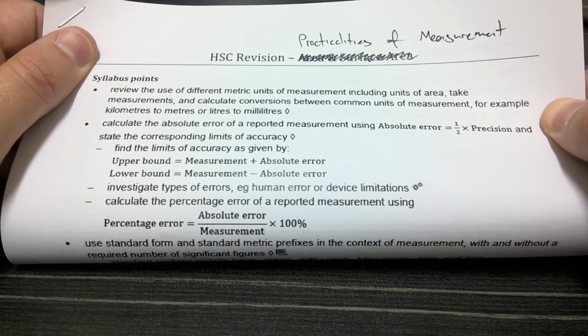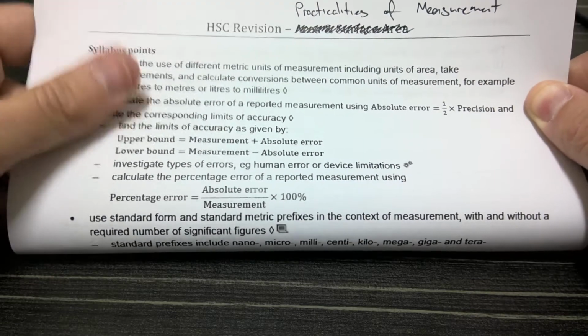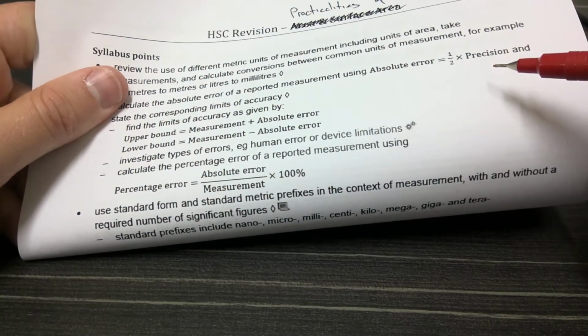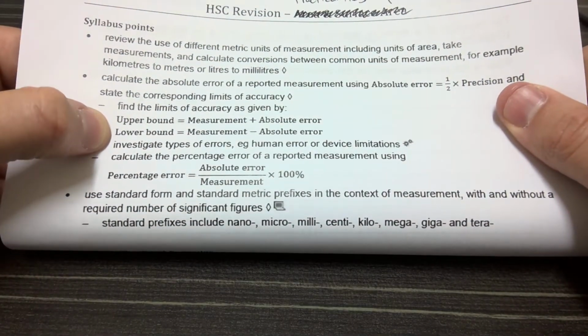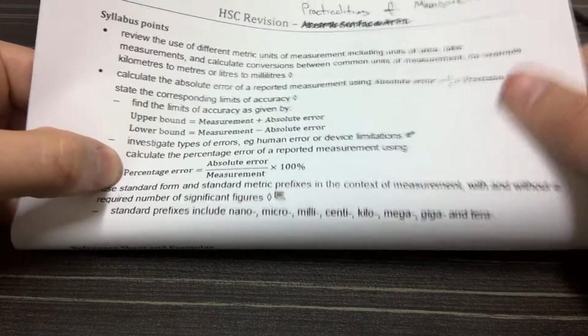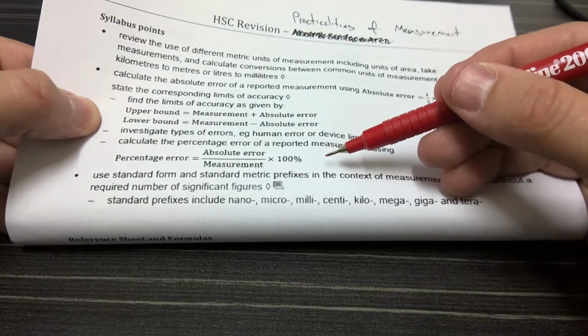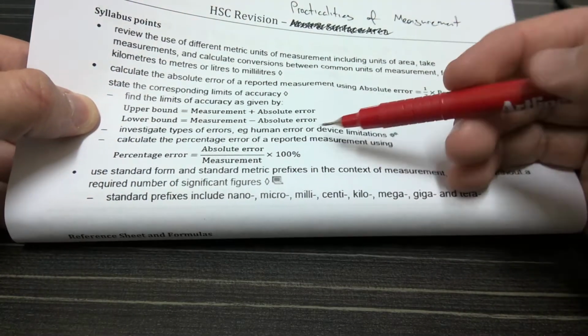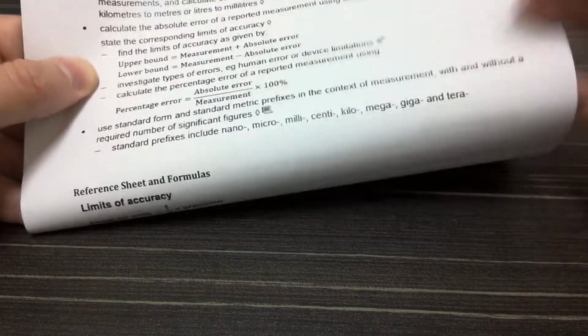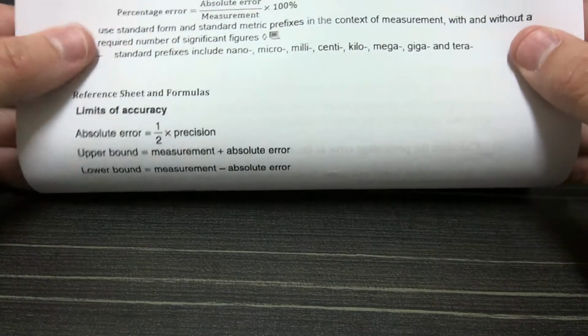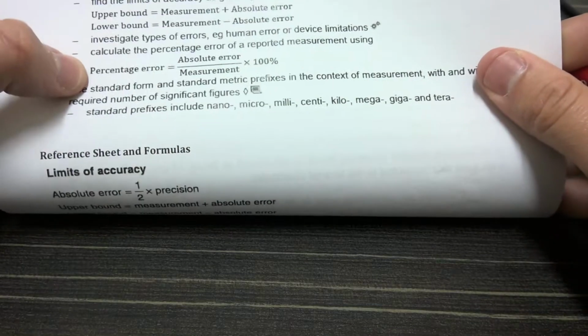Then we need to calculate the absolute error, and the absolute error is half the precision, and then all these other things, the upper bound and the lower bound. The main thing that I think comes up is the percentage error is the absolute error divided by the measurement and then times it by 100. And that's not on the reference sheet, so make sure that's a common one.